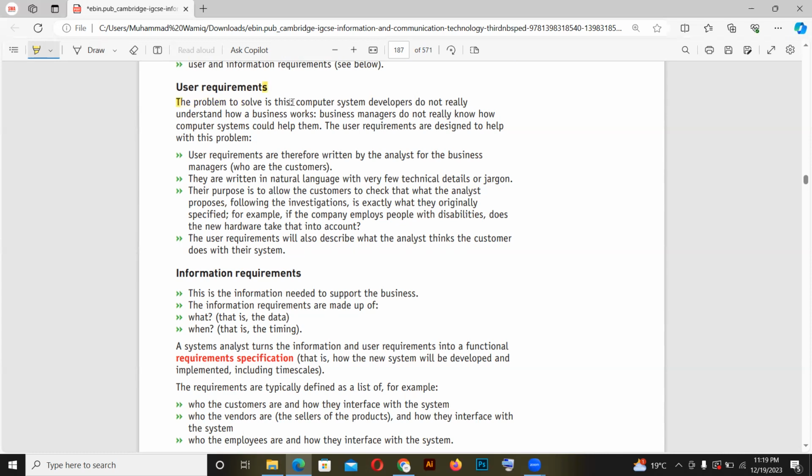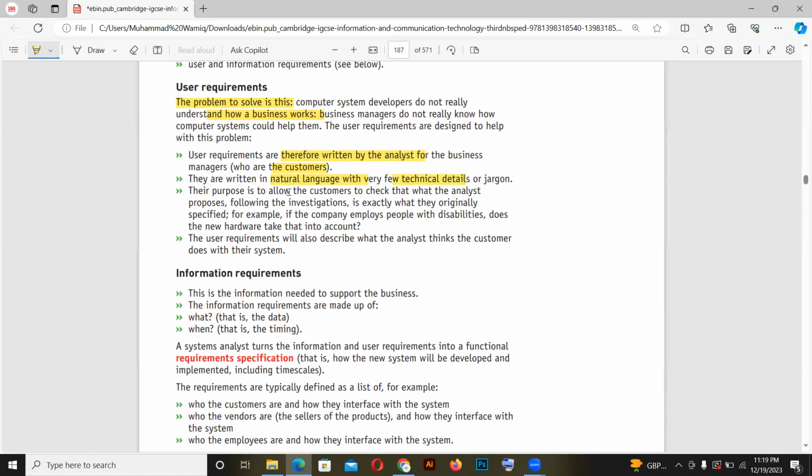So in user requirements, you don't just solve the problem. However, you only work on understanding how a business works. That means that business managers do not really know how computers could help them. The user requirements are designed to help with this problem. So user requirements are written by the analyst for the business managers who are the customers. They can be written in any natural language with very few technical details or jargon.